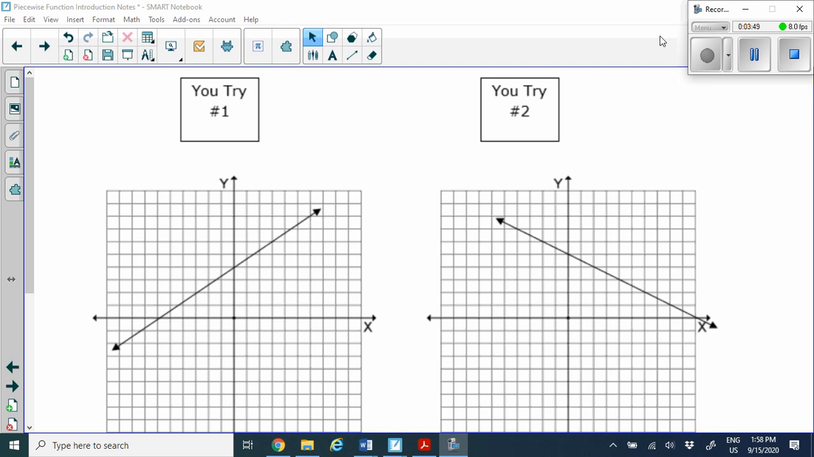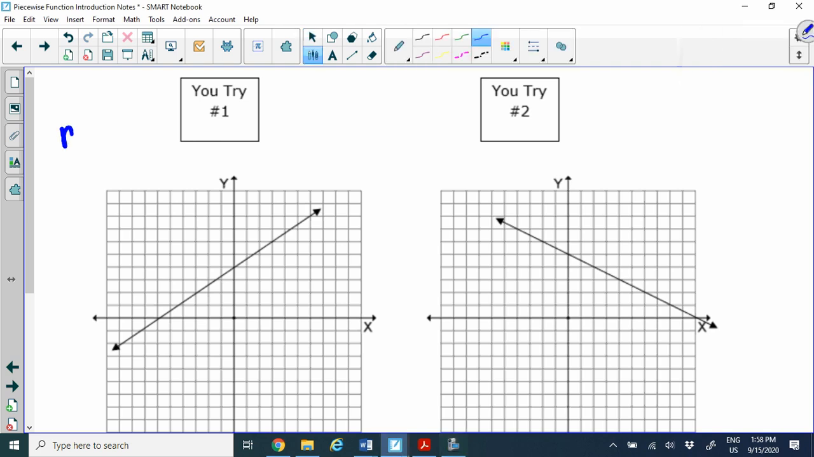Okay, hopefully you paused the video and you tried these out. Let's go ahead and see what you got here. So we want the slope and the y-intercept. I'm going to go ahead and find the y-intercept first. Remember, that is where the graph crosses the y-axis. So I'm going to put a point there, a little bit easier for me to see, of 1, 2, 3, 4. That's going to be 4.